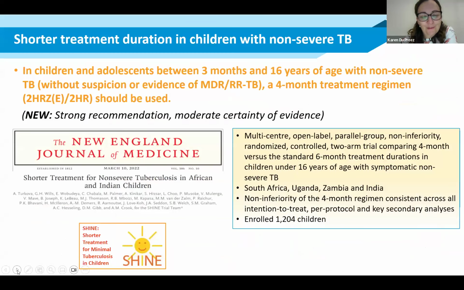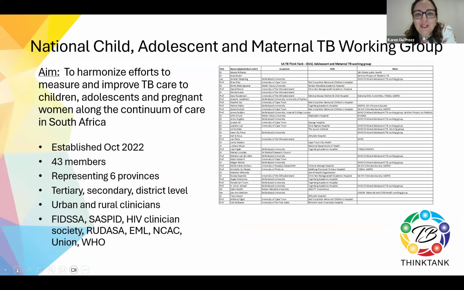And then I'm hoping that all of you have heard about the SHINE trial, which was published in the NEJM. That was really a seminal trial, and South Africa was one of the sites that contributed data. They showed that for children and adolescents with non-severe TB, a 4-month treatment regimen was non-inferior to a 6-month treatment regimen, which is really exciting. So those are the background pieces informing the new guidelines.